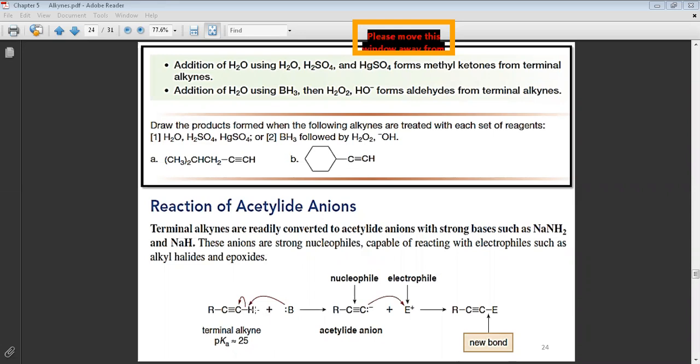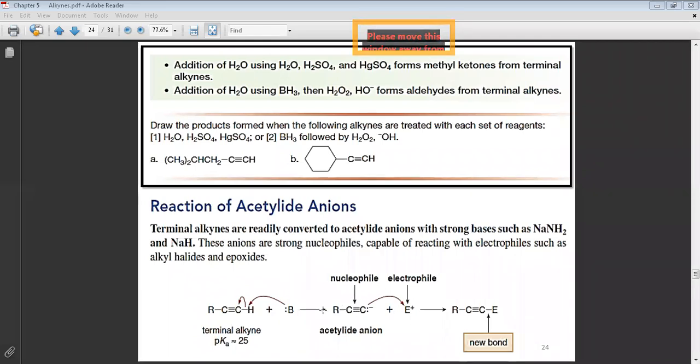hydrogen. We say the proton. Why? Because of the sp character of the carbon. But it is a weak acid, not a strong acid. Then if we want to remove this proton from this carbon, we need a strong base. By using a strong base like NaH or NaNH2, an acid-base reaction can happen between the terminal alkyne and the strong base.